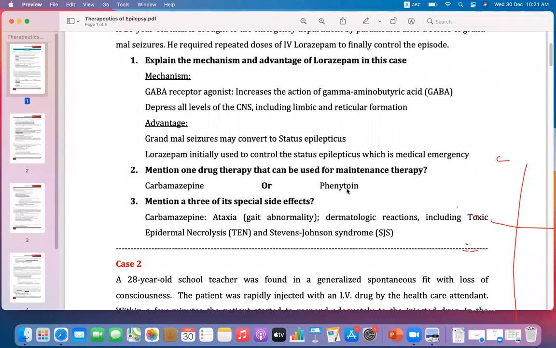And for phenytoin, we know that phenytoin causes fetal hydantoin syndrome if it is taken during pregnancy, and gingival hyperplasia in children is the common, or we can say special, adverse effect.